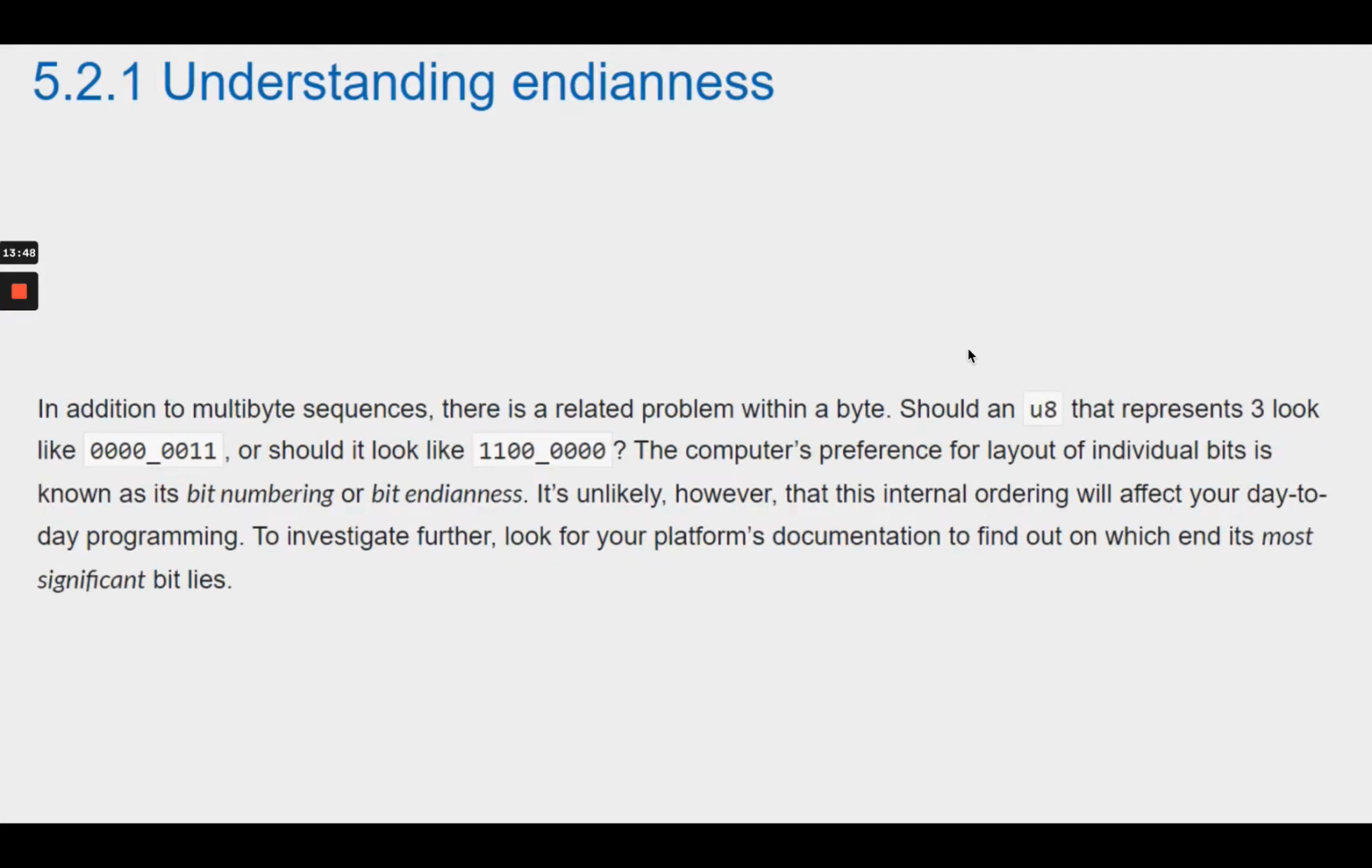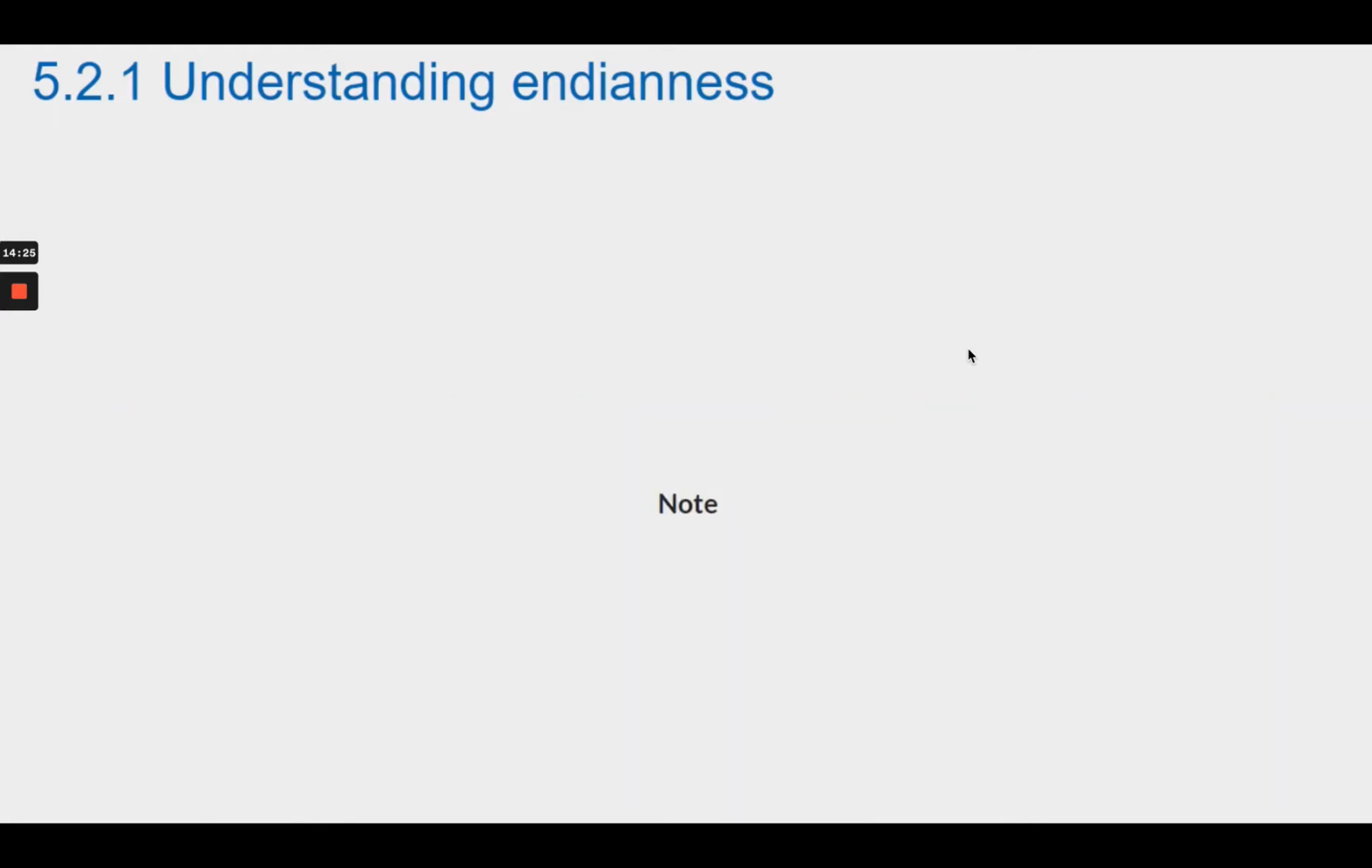In addition to multi-byte sequences, there is a related problem within a byte. Should a u8 representing 3 look like 0000_0011, or should it look like 1100_0000? The computer's preference for layout of individual bits is known as bit numbering or bit endianness. It's unlikely, however, that this internal ordering will affect your day-to-day programming. To investigate this further, look for your platform's documentation to find out which end its most significant bit lies.